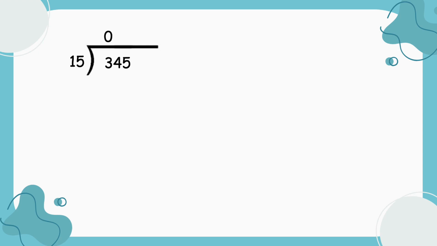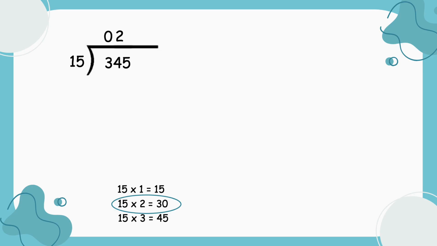So let's recall the times table of 15 together. 15 times 1 equals 15. 15 times 2 equals 30. 15 times 3 equals 45. The closest answer is 15 times 2 equals 30. So we put 2 beside 0.